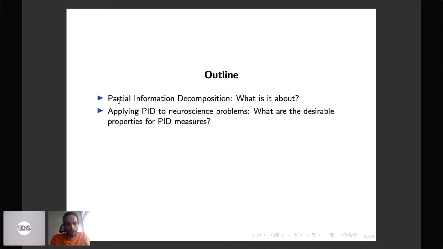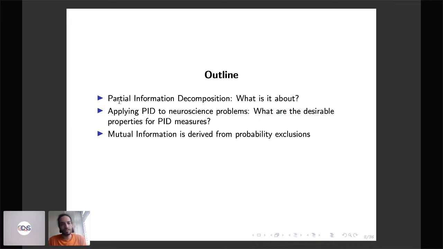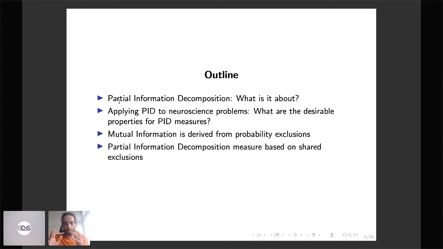And then I will go on to talk about applying PID. Can we apply PID, or partial information decomposition, to neuroscience problems? And if so, what are the desirable properties for PID measures that we should have? And then I'm going to explain the idea of mutual information being derived from probability exclusions, which will align a little bit with what Thomas explained before. And then I'm going to define our measure of partial information decomposition based on something called shared exclusions.